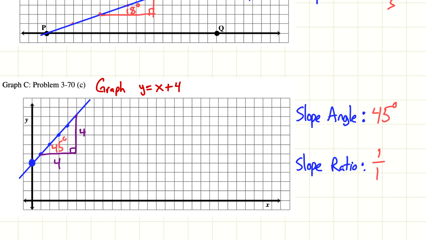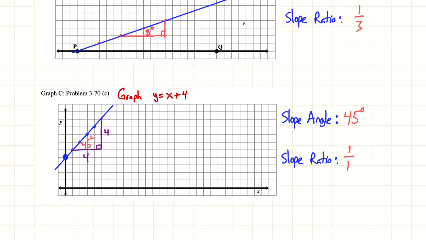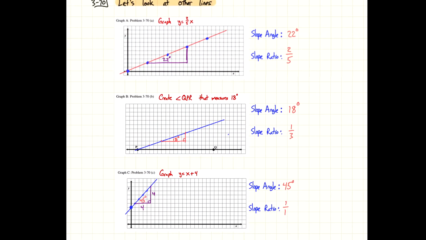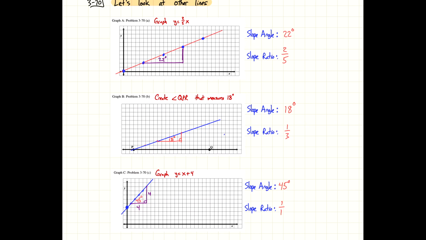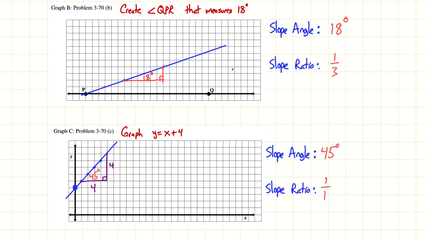45 degrees. All right, so at this point, we're building our collection of information. Slope angle and slope ratio. All right, so that's the information that I need you to have from this lesson. Make sure you definitely have that stuff copied down. It's going to come in handy when we talk about the next lesson.